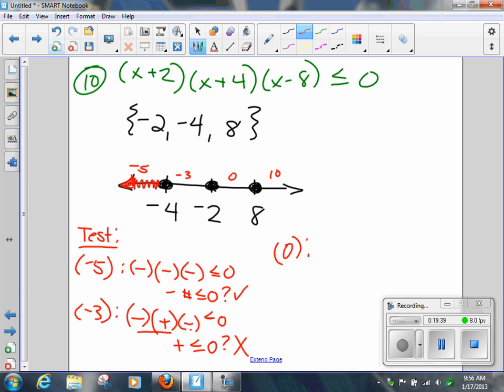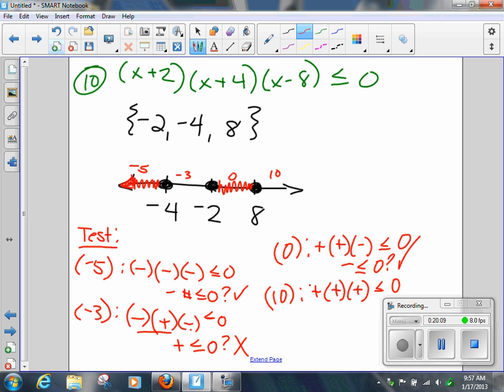0 plus 2 is 2, positive, times 0 plus 4 is a positive. 0 minus 8 is a negative. Hello? What's our solution sign going to be? Negative. Is a negative number less than or equal to 0? Yes. Shade it in. And let's check 10 real quickly. 10 plus 2 is 12. 10 plus 4 is positive. 10 minus 8 is positive. Is a positive number less than or equal to 0? No. Don't shade it.